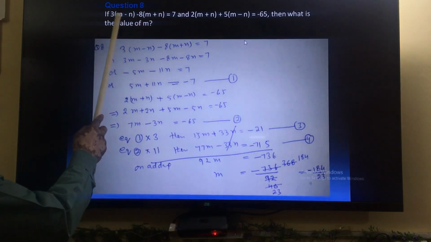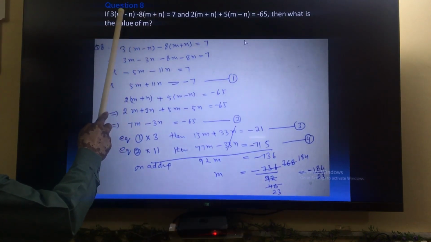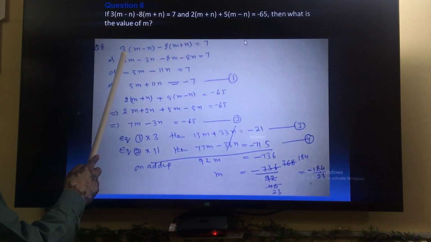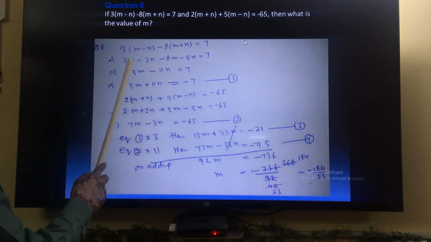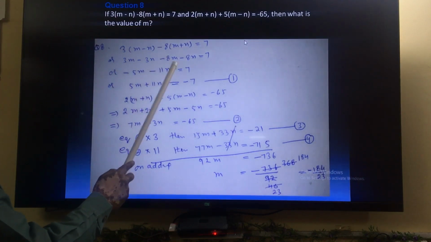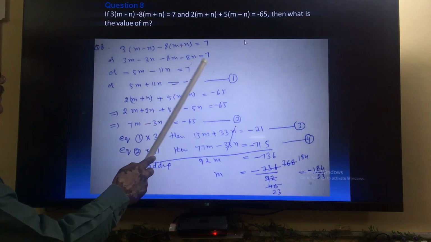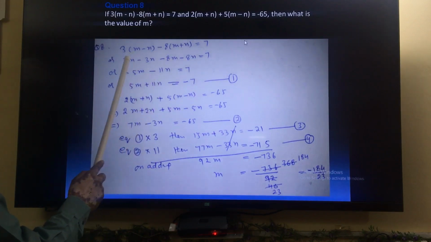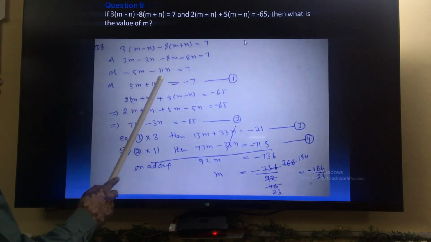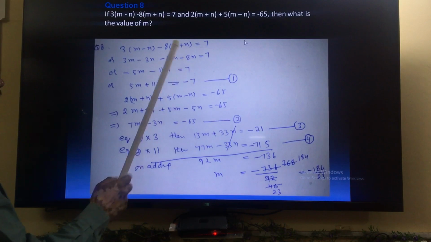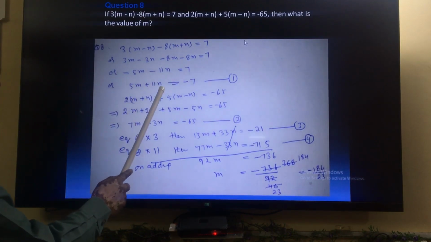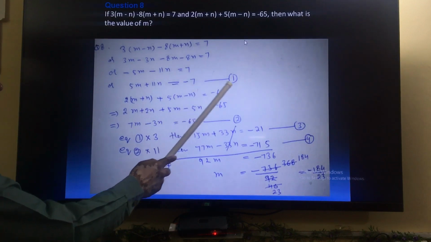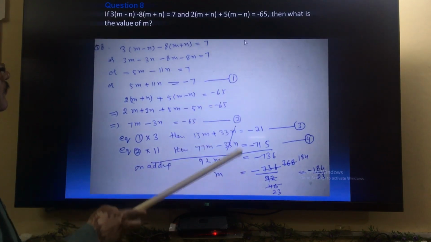First of all, you simplify these two equations and write them in standard form. So the first equation, 3(m minus n), you will multiply, so you will get 3m minus 3n minus 8m minus 8n is equal to 7. You will combine like terms, so we will get minus 5m minus 11n is equal to 7, or by multiplying by minus, you will get 5m plus 11n is equal to minus 7. This is the first equation.